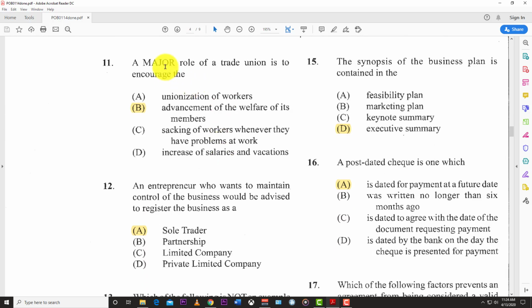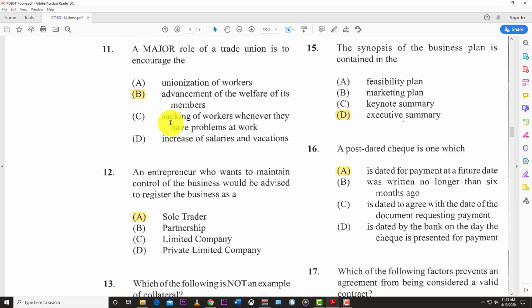Number 11, a major role of a trade union is to encourage, and the best answer here is the advancement of the welfare of its members. That's what trade unions are all about. It's membership, making them better in the world of work.